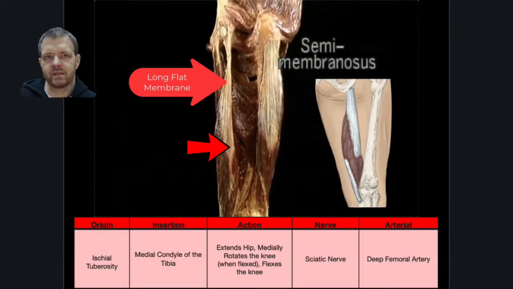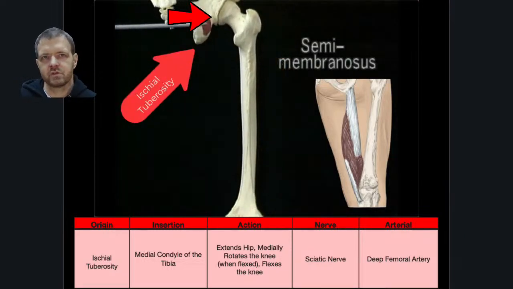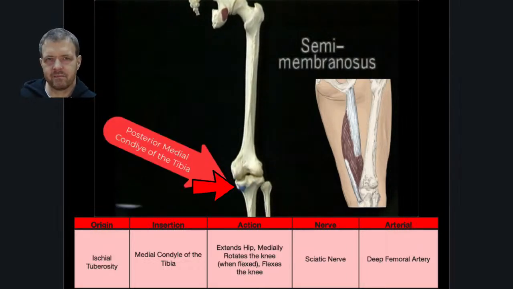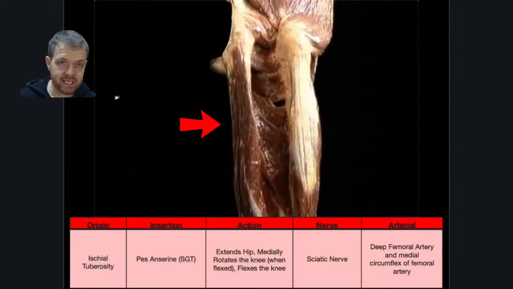So long flat membrane there, ischial tuberosity attachment, and then down onto the back of the tibia. So it acts on both the hip and the knee.